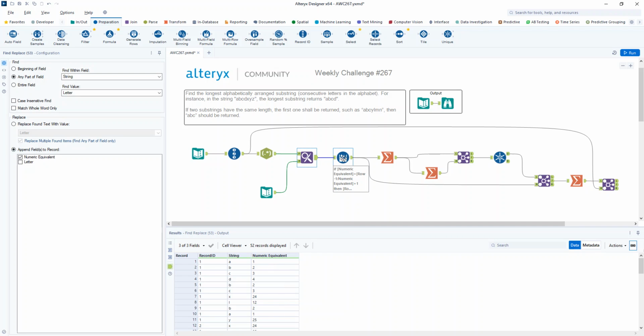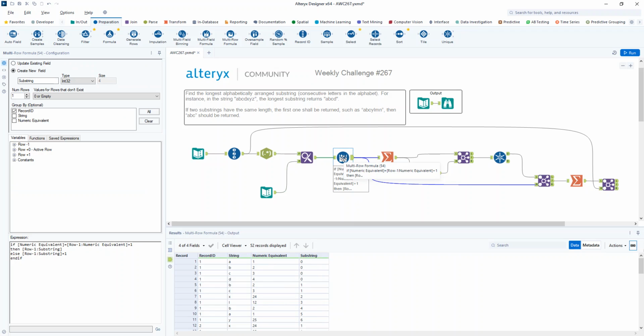and then I used a multi-row formula tool to say, look at the row above, and is the numeric equivalent one greater than the row above? If so, keep that grouping going, otherwise move on to a new grouping. So that's basically what that formula is saying.